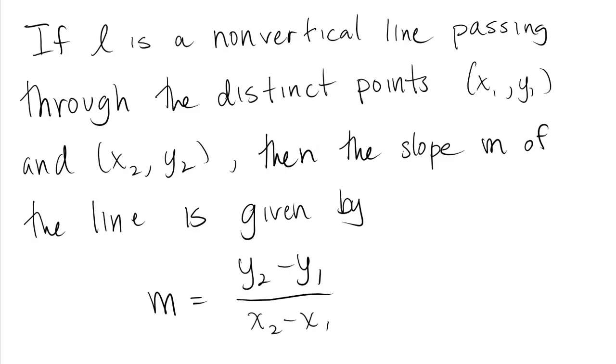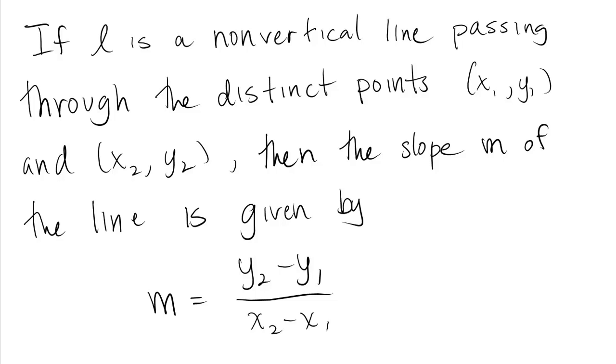Here's a formal definition. If L is a non-vertical line passing through the distinct points x sub 1, y sub 1, and x sub 2, y sub 2, then the slope m of the line is given by the formula m equals y sub 2 minus y sub 1 over x sub 2 minus x sub 1.